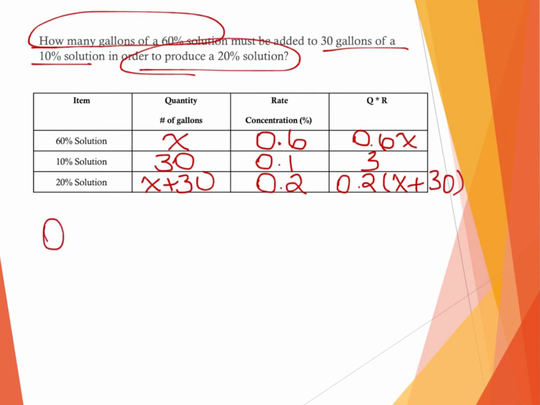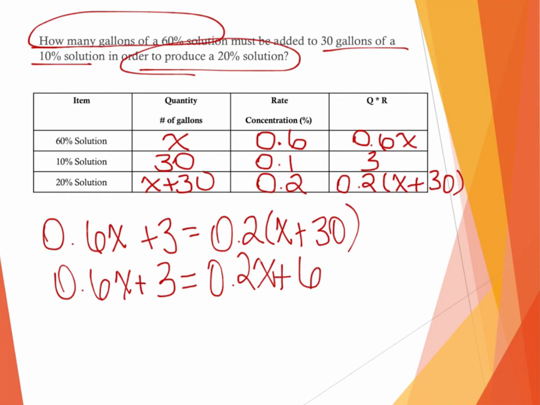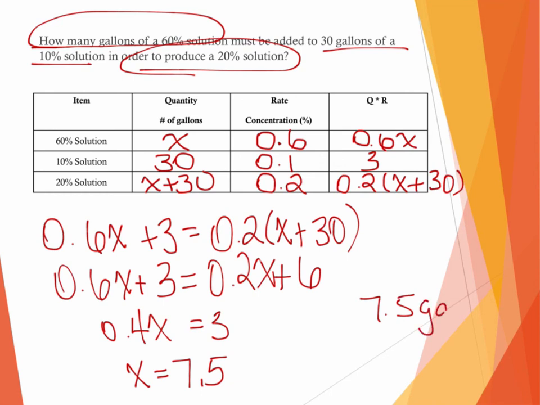So my equation is 0.6x plus 3 is equal to 0.2 times (x plus 30). 0.6x plus 3 is equal to 0.2x plus 6. 0.4x is equal to 3, so x is equal to 7.5. So 7.5 gallons of the 60% solution.